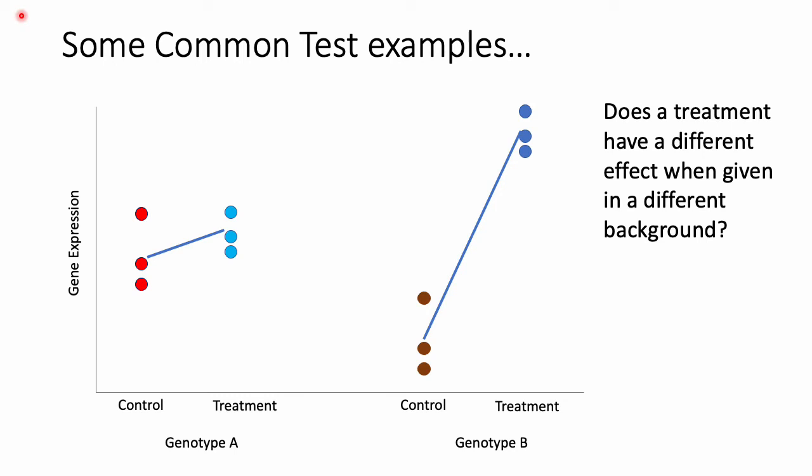Here is a cartoon indicating a multifactor comparison between a treatment and a control in two different genotypes, genotype A and genotype B. Here, we'd want to figure out whether the treatment has a different effect between the two genotypes, which requires us to quantify the differences in their response and compare them.